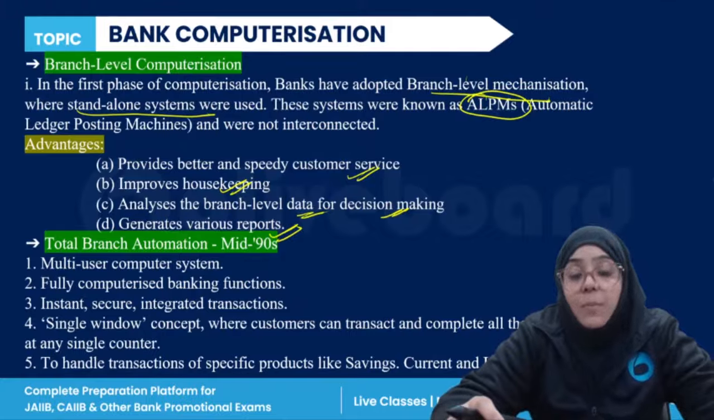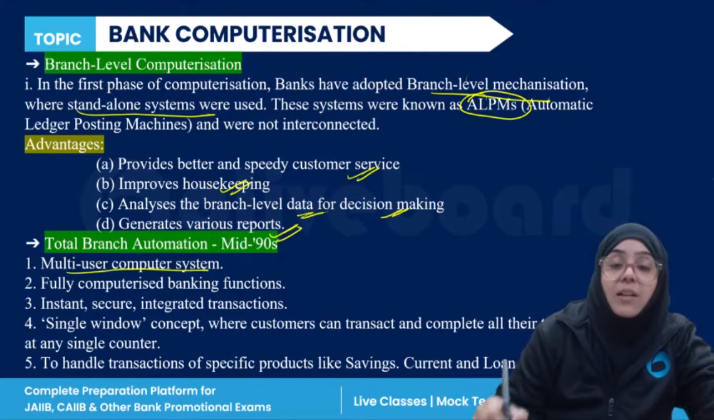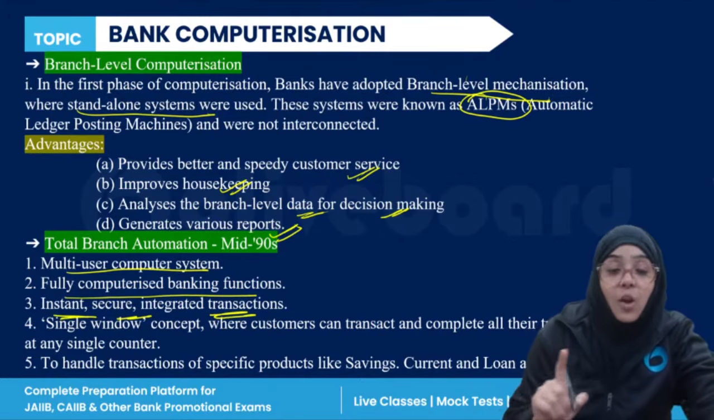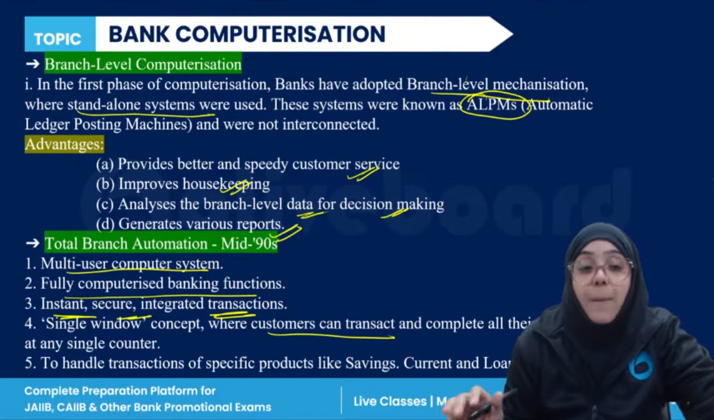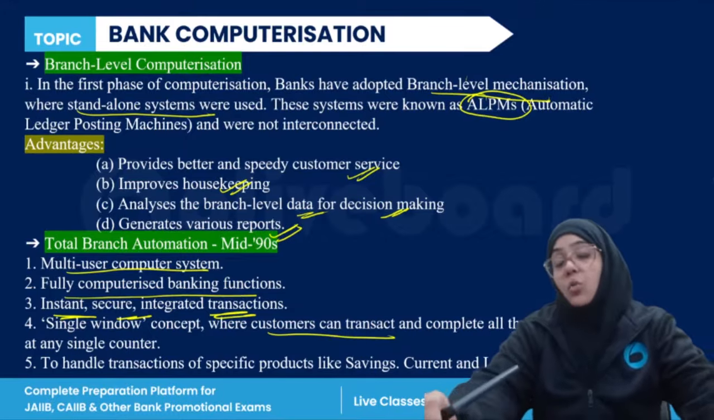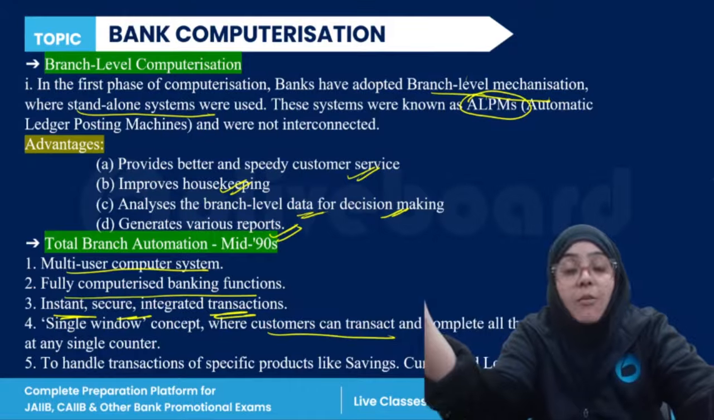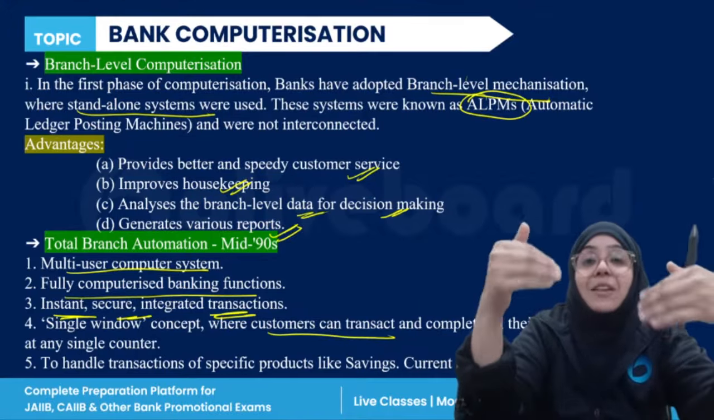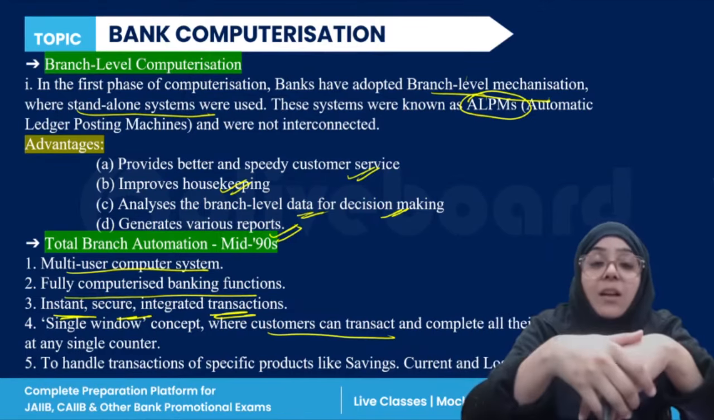Now, total branch automation came in the mid 90s. First of all, there was a multi-user computer system. Second, there was fully computerized banking function. Third, there was instant, secure, and integrated transaction. Single window concept: customers are allowed to complete the entire transaction at a single counter, so you don't have to move from window to window for your financial transaction. The single window concept is given for the enhancement of customer service.